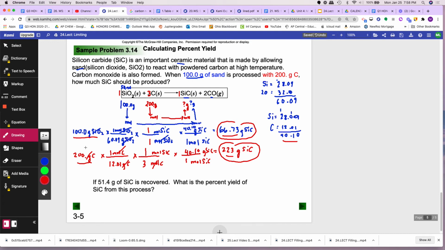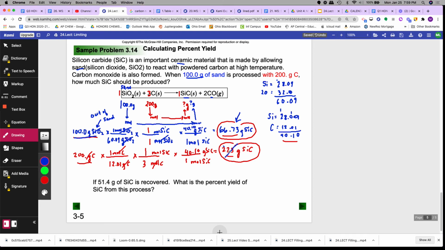But what's going to happen is this. If you use 100 grams of sand, you will make this amount and the reaction stops because you are out of sand. It will never make anything above that. It can't make 67, 68, 223 because you're out of sand. This number is not ever possible.